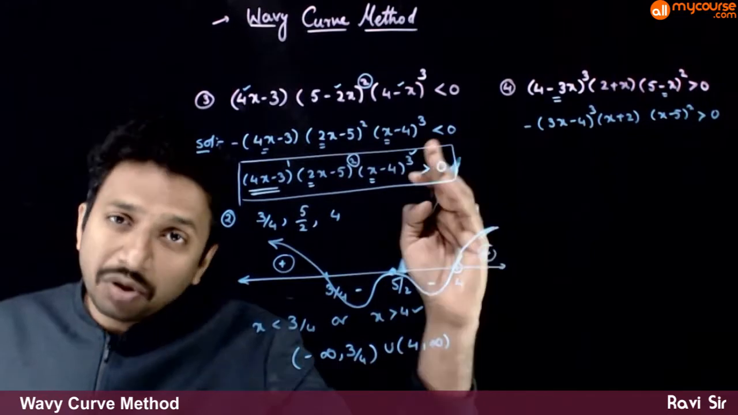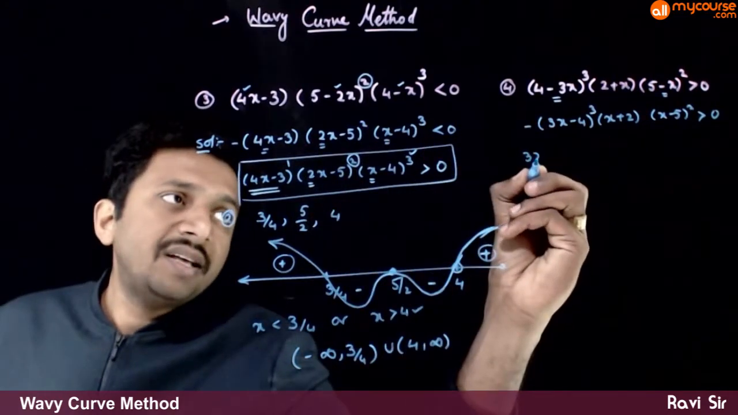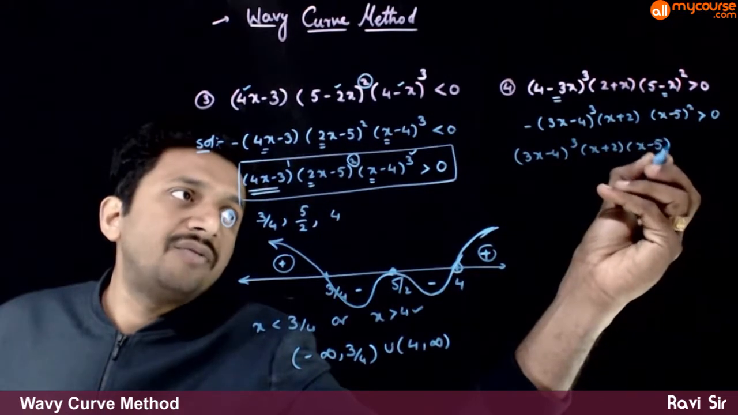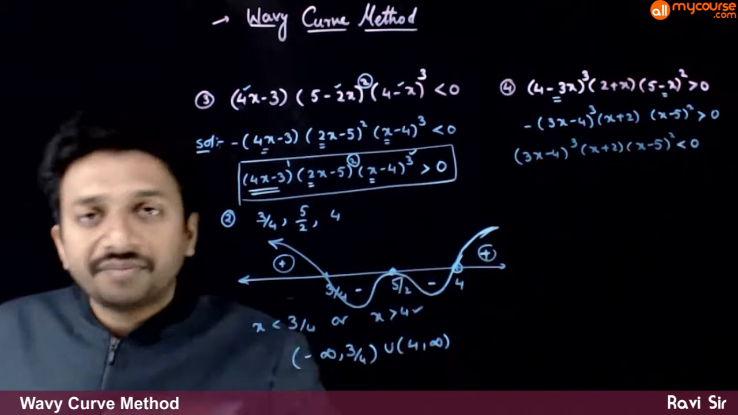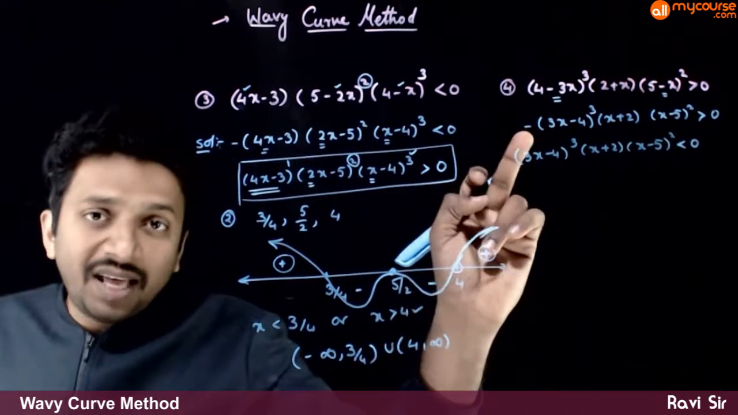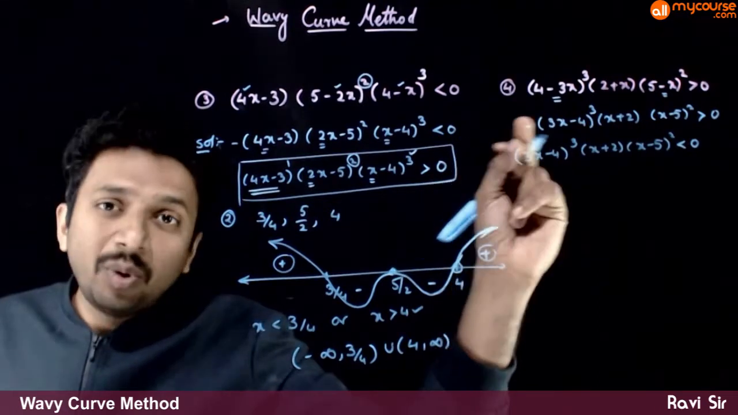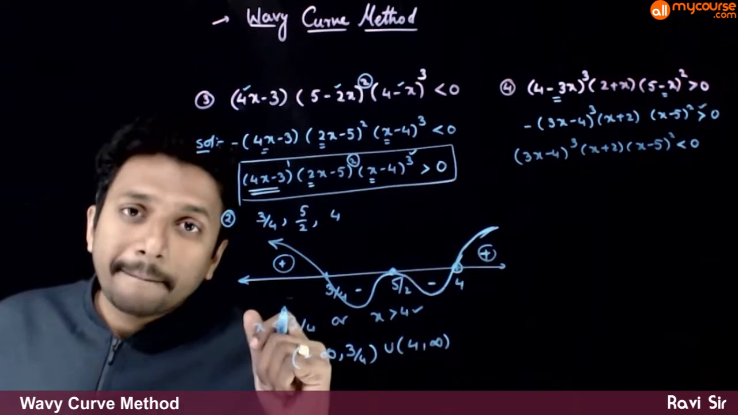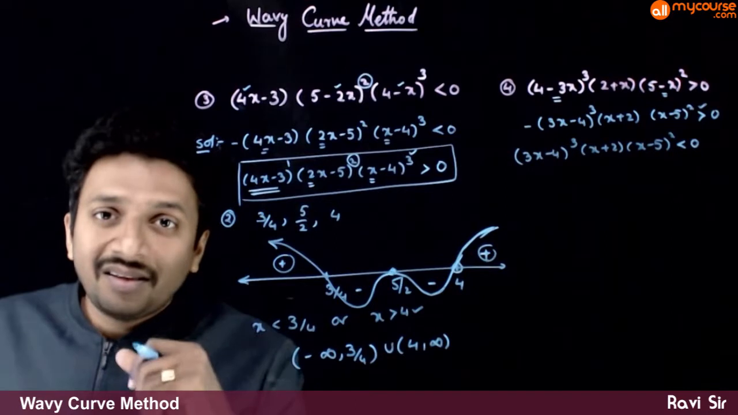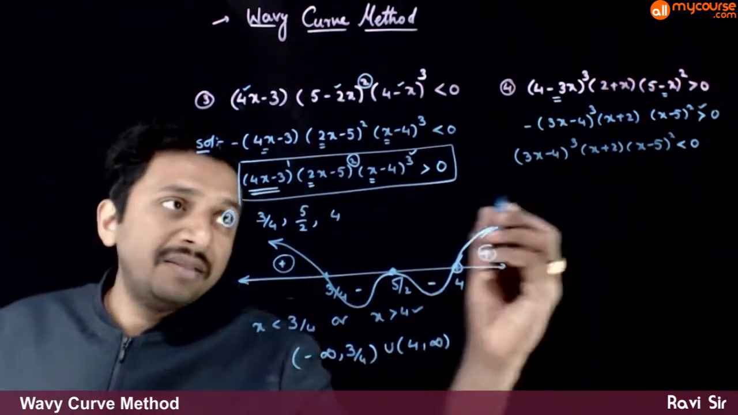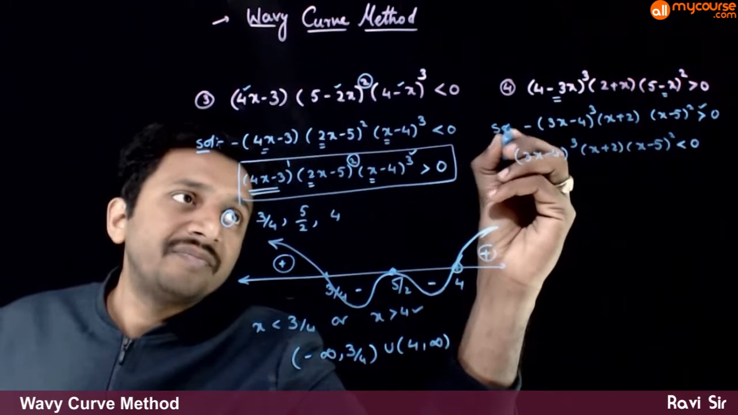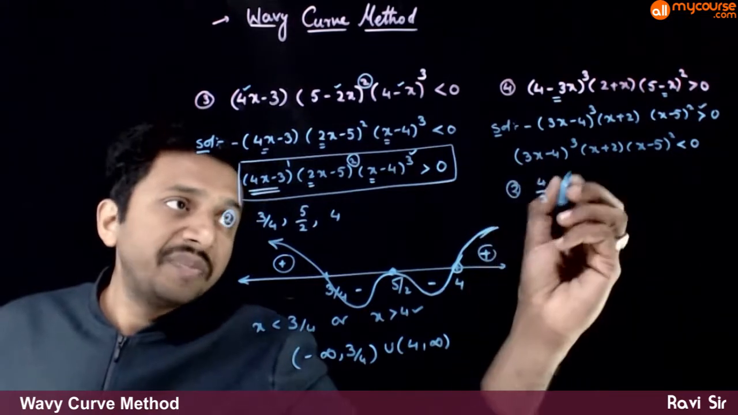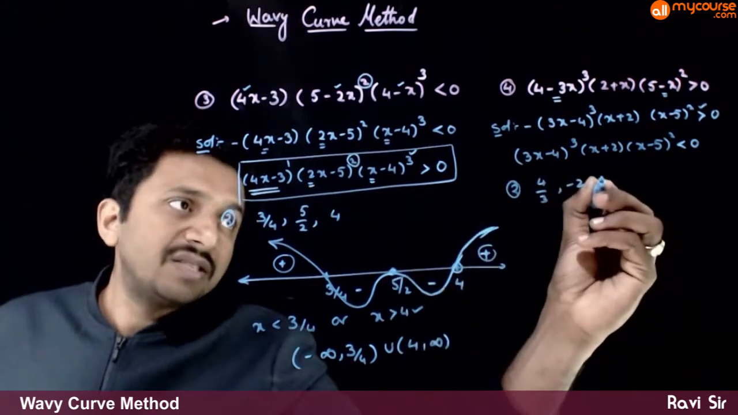So you have a minus here. So uniformly you multiply with minus 1. So you get 3x minus 4 whole cube into x plus 2 into x minus 5 whole square is less than 0. So if you multiply both sides with a negative sign, the sign of inequation changes. So you have this. Now, this is a standard factorized inequation. You can use wavy curve method. The first step is already done. So the second step is identification of critical points. You get 4 by 3 for this. You get minus 2 for this. You get plus 5 for this.